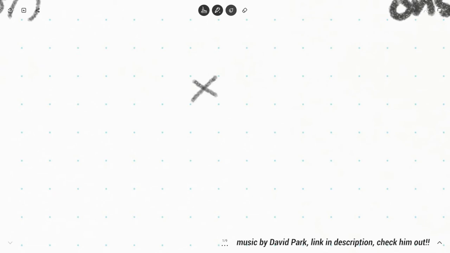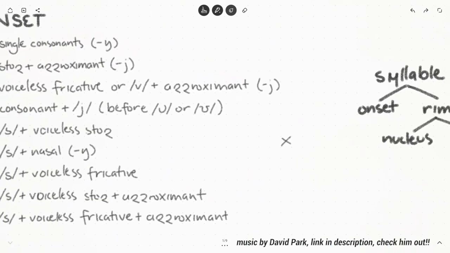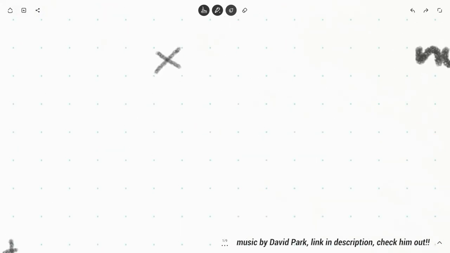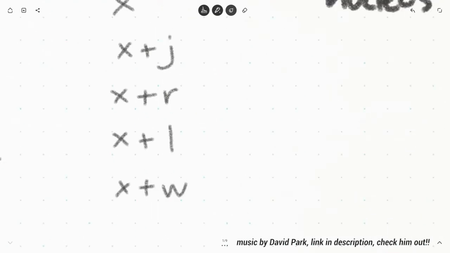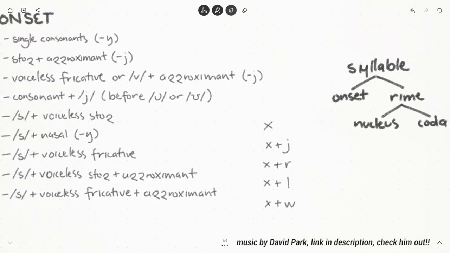So the onset could just be one single letter, which could be basically anything besides na. Then we have something plus ya, something plus ra, something plus la, and something plus wa, right? So you see something plus an approximate, which is any of these: ra, la, wa. We have something plus a ya. So basically, you're just looking to combine some other character plus one of these characters.